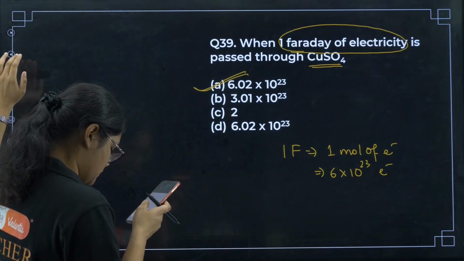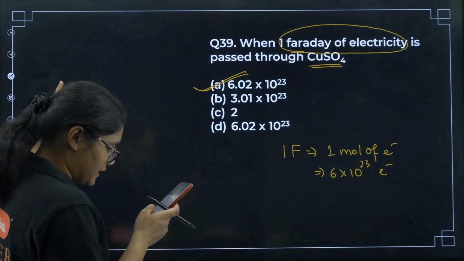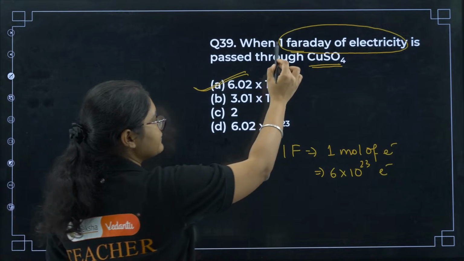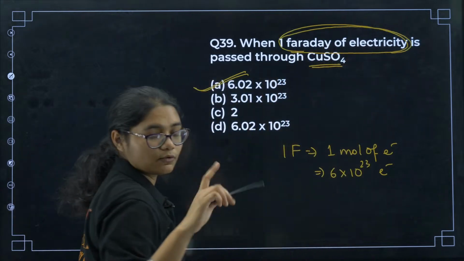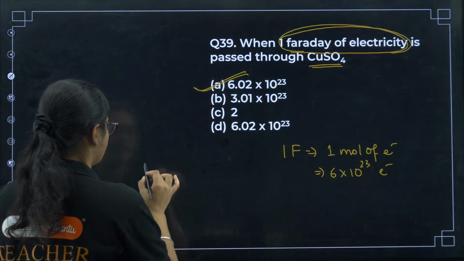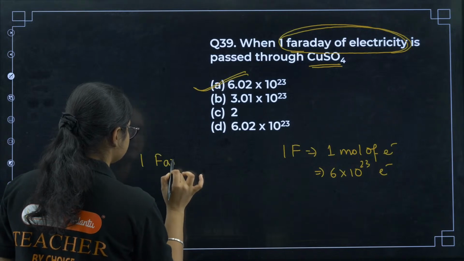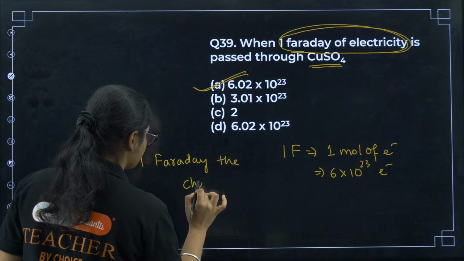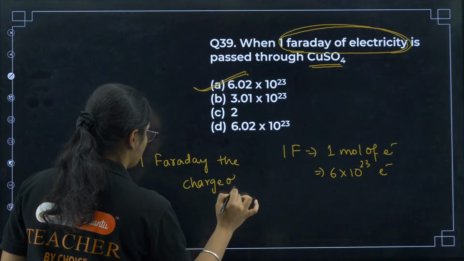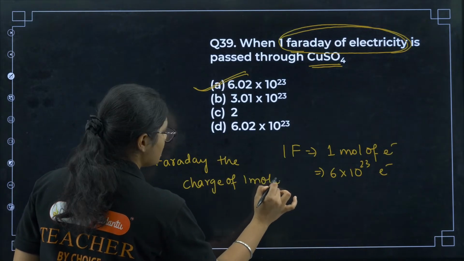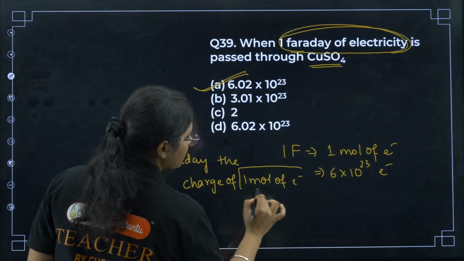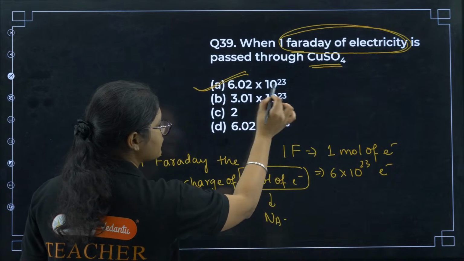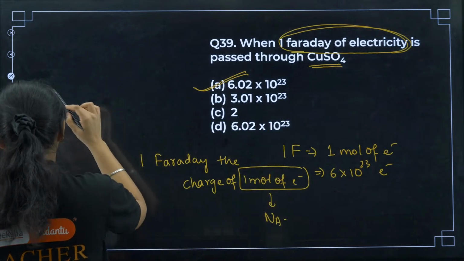Okay, study hard is saying no. So study hard, understand here. We have this term 1 Faraday, right? What is 1 Faraday? 1 Faraday is the charge of 1 mole of electrons. Now 1 mole of electrons means Avogadro number of electrons, right? That is 6 into 10 to the power of 23 electrons.